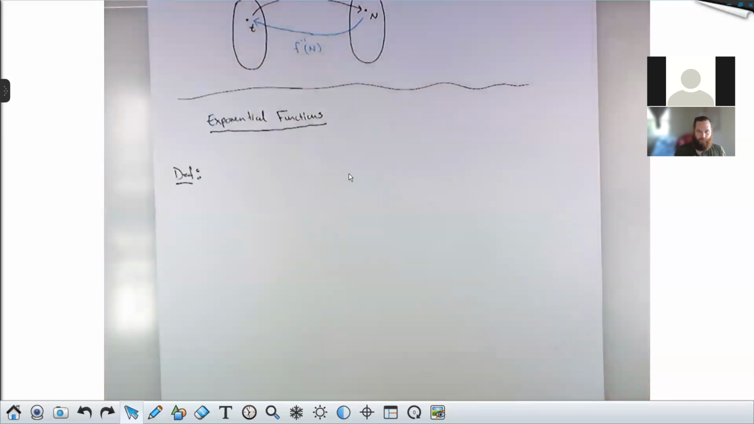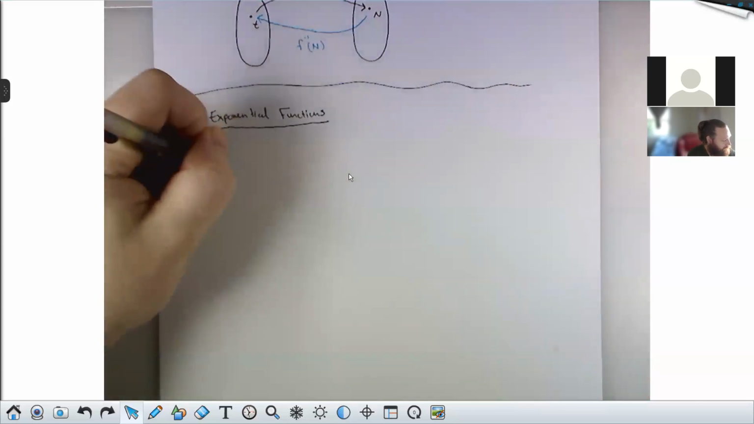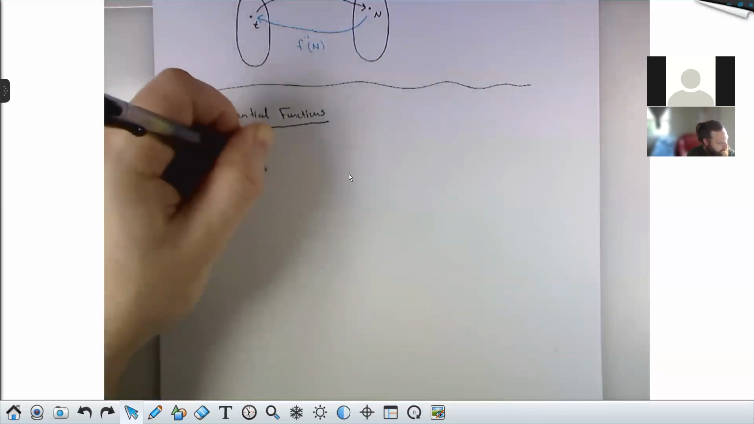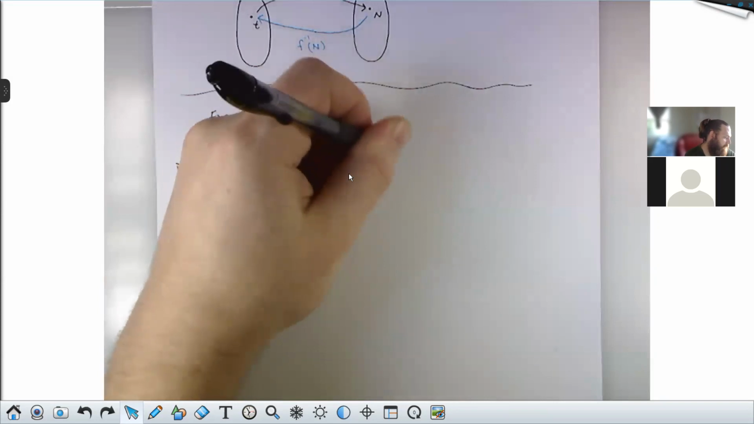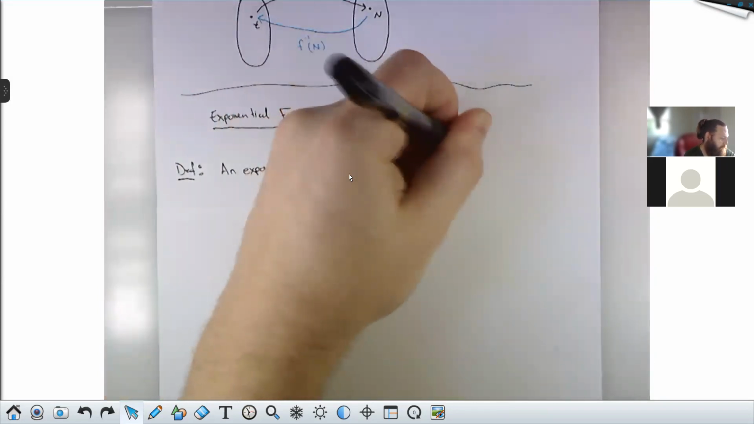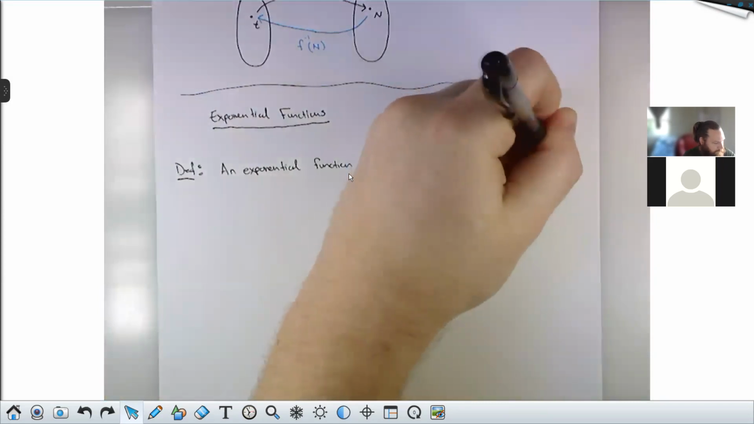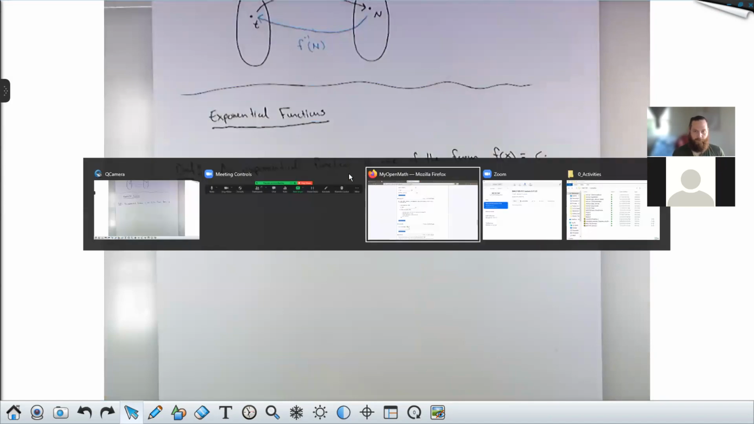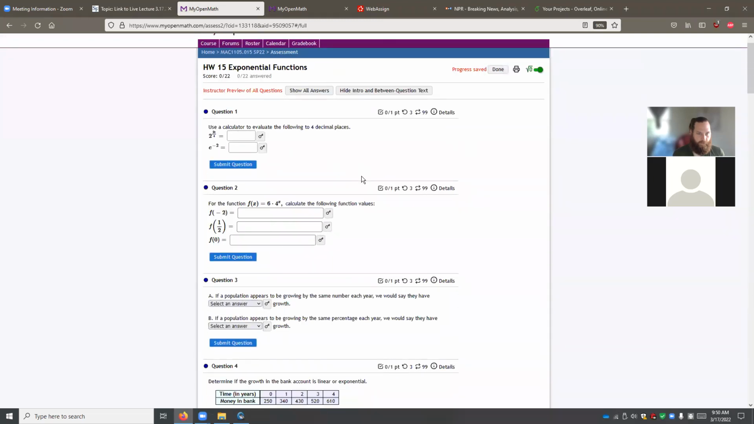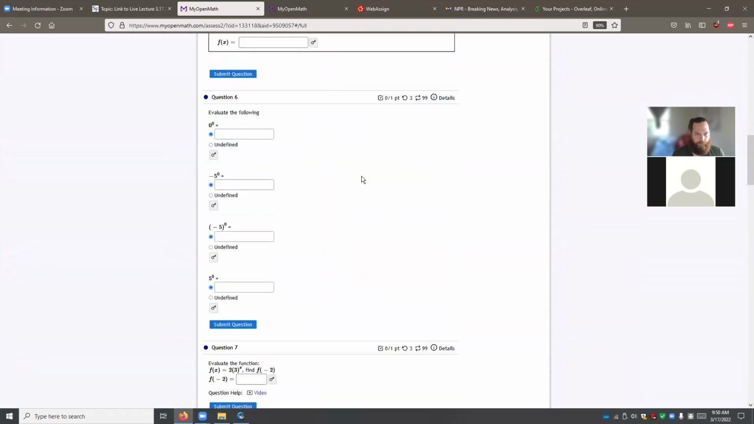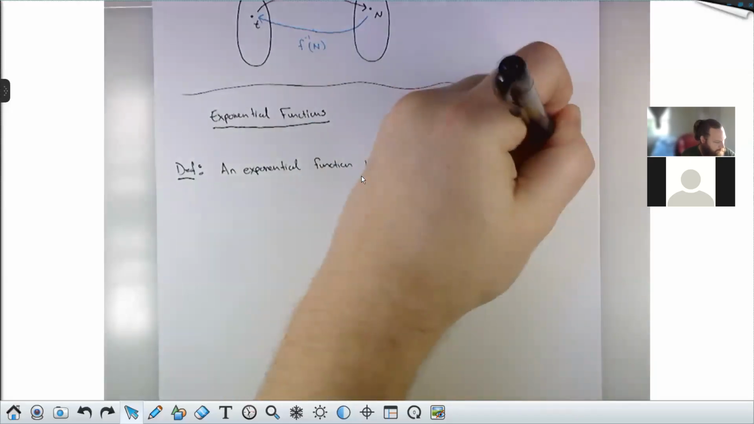As with the other families of functions we've studied, the only place we can really begin is with a definition. We can then explore what these do. So, an exponential function is one of the form f of x equals some constant times some other constant. Let's say b to the x, some books use a to the x, and I'm trying to be consistent with you guys. Okay. c times b to the x.